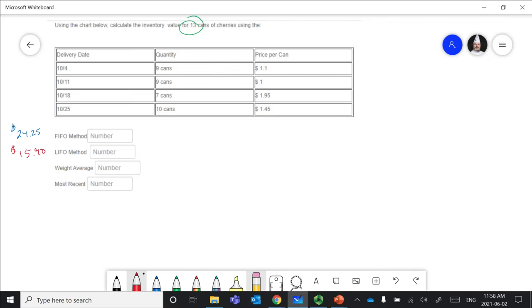Okay, so for weighted average, let's use the green pen. We need to first figure out the total we spent on each order, and then the total we ended up with for units. So 9 cans at $1.10, we spent $9.90 on that order, right? 9 cans at $1, we spent $9 on that order. 7 cans at $1.95, we had $13.65. And then 10 cans at $1.45 were $14.50. So our total, we would add those all up.